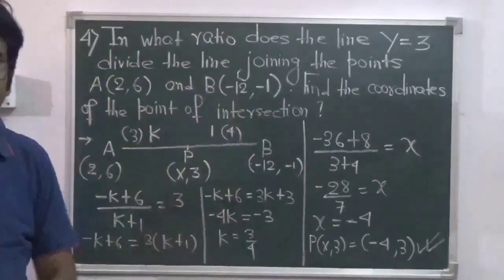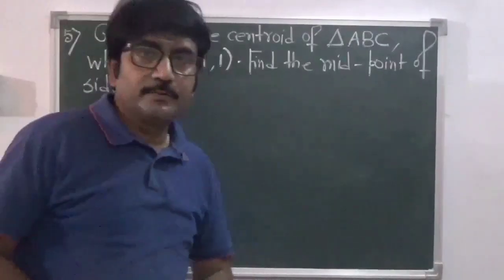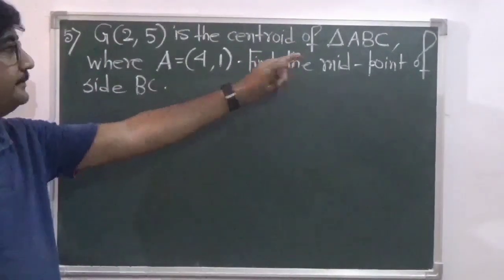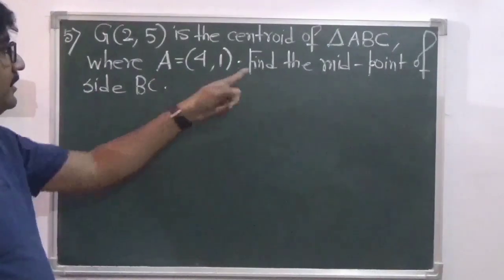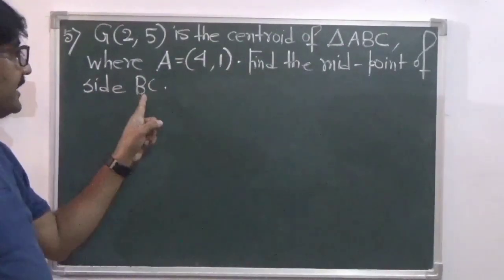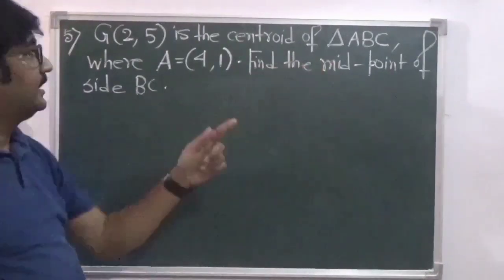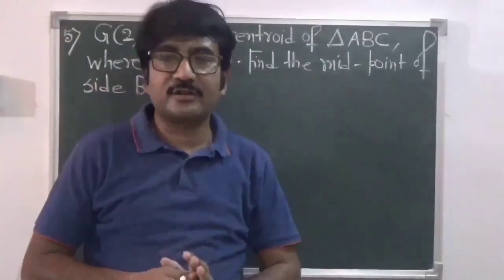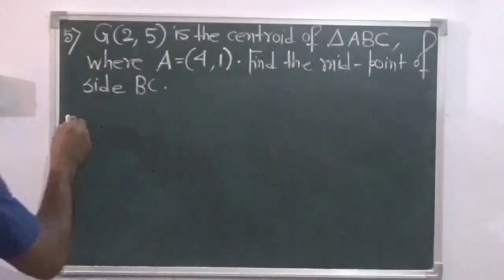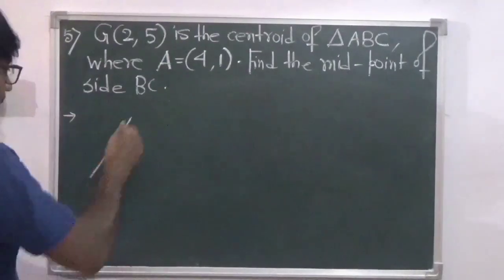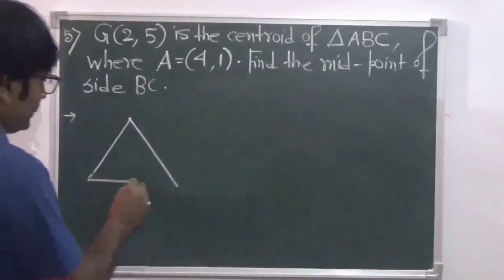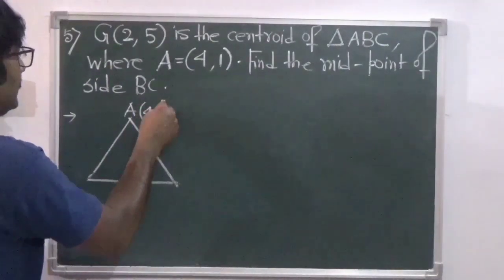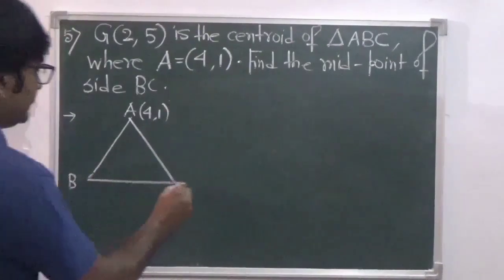Just have a look. Here is question number 5. G (2, 5) is the centroid of triangle ABC, where A is (4, 1). Find the midpoint of the side BC of the triangle ABC. G is the centroid. We know what a centroid is: it is the point of intersection of the three medians. Let us first draw the diagram to make this clearer. This is the triangle, A is (4, 1), this is B, and this is C.